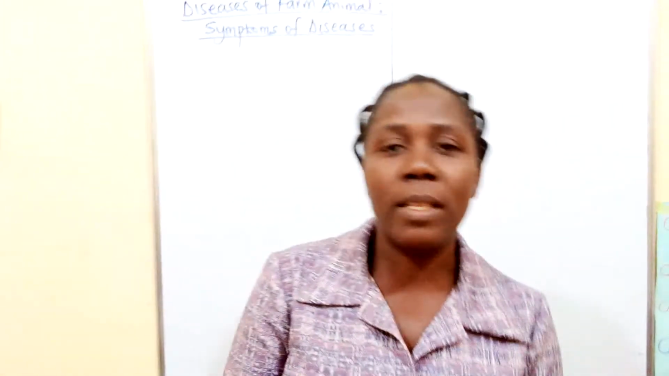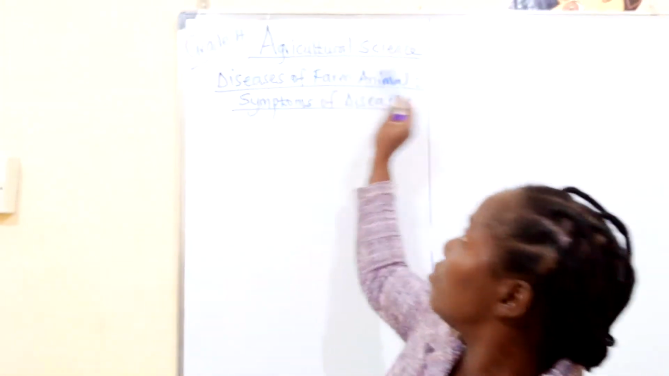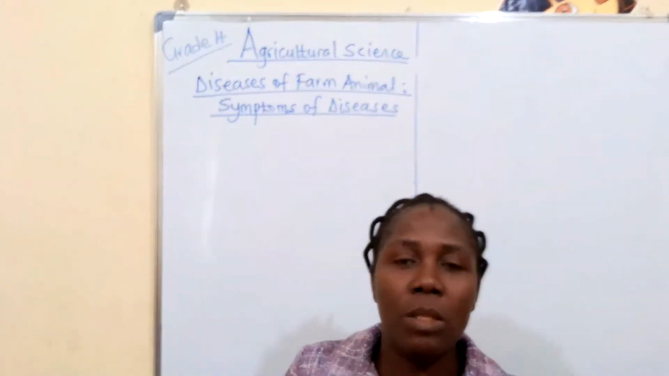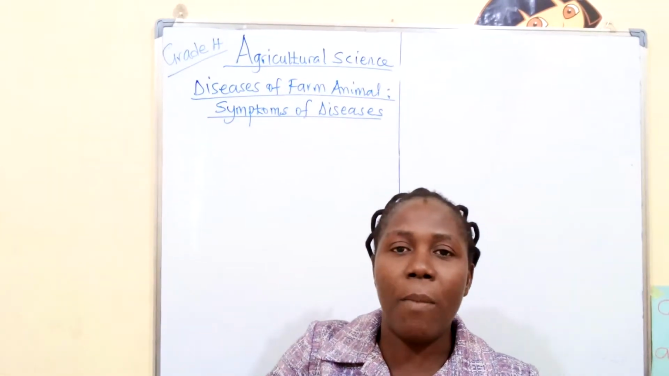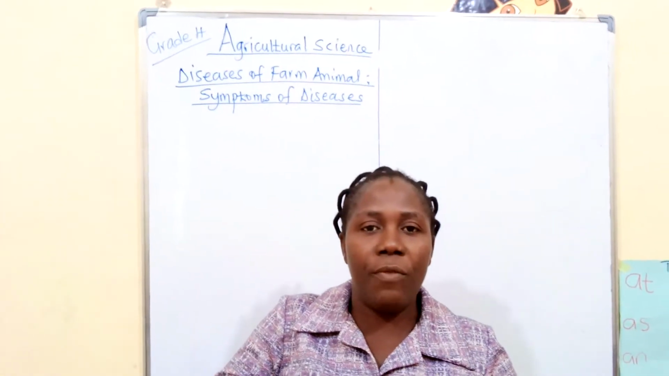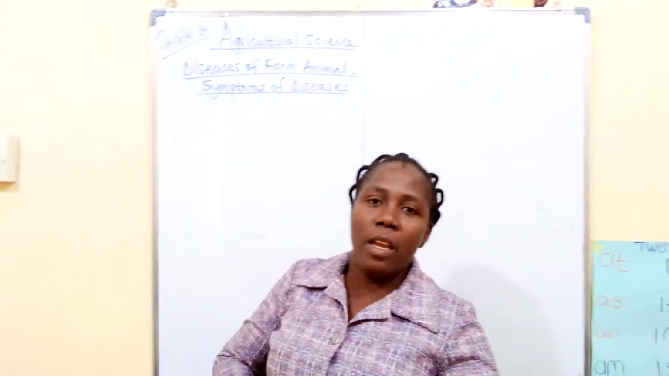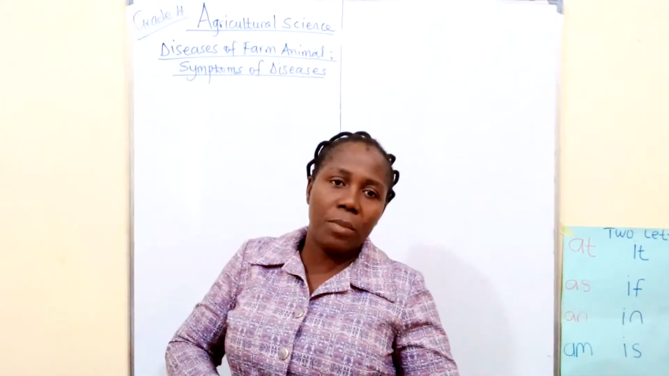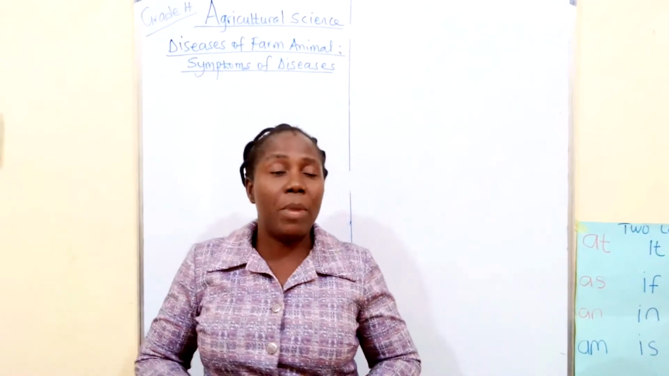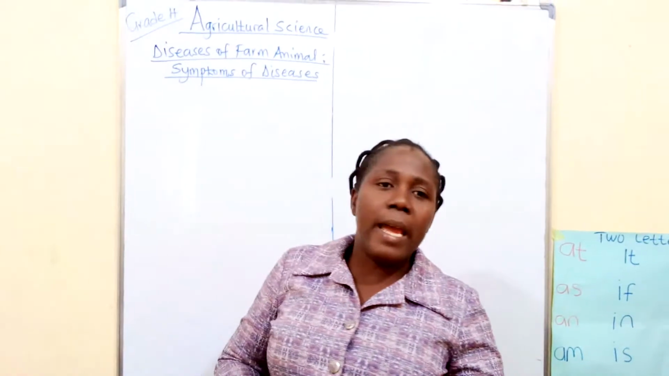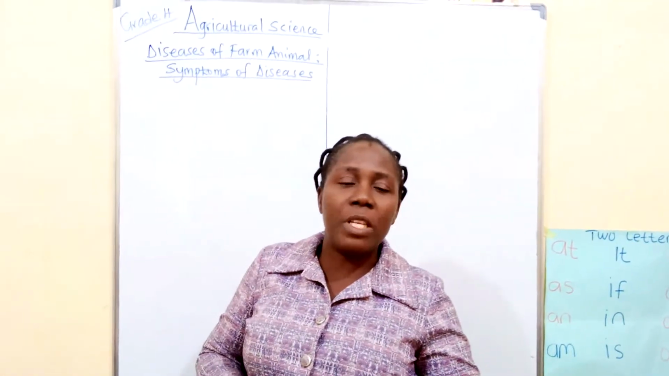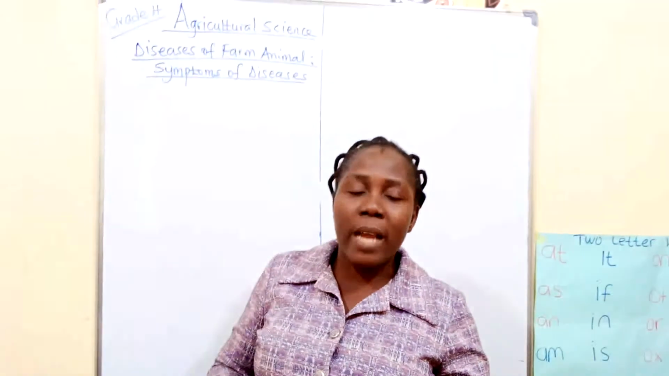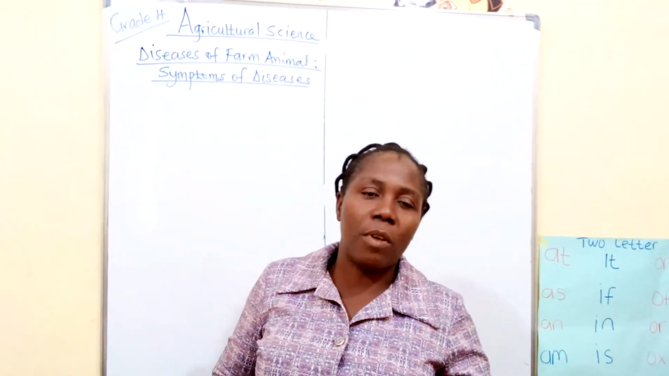Today in our lesson, the subject we are looking at is agricultural science. Remember, in our last lesson, we looked at diseases of farm animals. We looked at the definitions of diseases, the causative agents or organisms, and how these organisms get into the human body or into the animal's body. Then examples of diseases caused by these microorganisms in the body. We looked at many examples of these diseases.